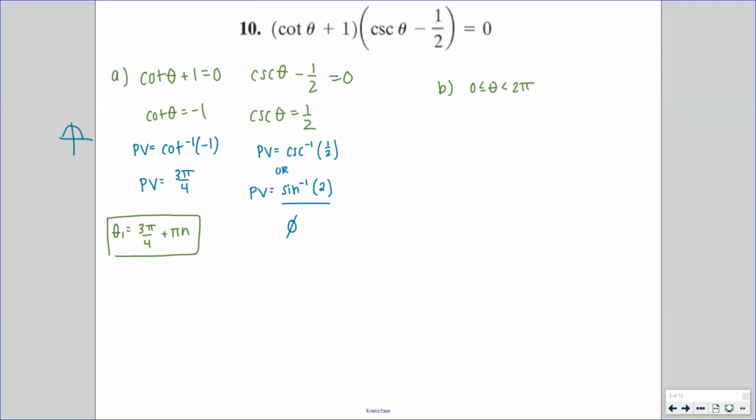Last thing, I'm just going to list the particular solutions between 0 and 2 pi. Since there's only one equation here, I'm not going to make a table. I'm just going to plug in values and do it in my head. When n is 0, we get 3 pi over 4. When n is 1, we get pi plus 3 pi over 4, which is 7 pi over 4. And when n is 2, we get something greater than 2 pi. So those are the two particular solutions that lie between 0 and 2 pi here. So a different strategy again. We didn't have to factor this one like we did for number 8, but we did see a case where one of those factors did not yield a solution.